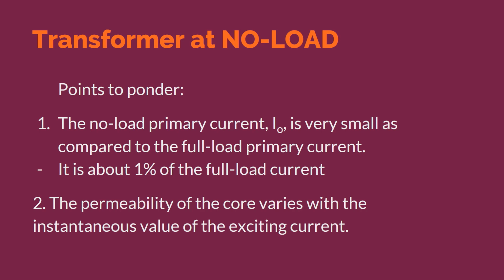The following points should be noted carefully. First, the no-load primary current, or I sub O, is very small as compared to the full load primary current, and that is about 1% of the full load current. Second, the permeability of the core varies with the instantaneous value of the exciting current. When we say permeability, it is the ability of the material to create its internal magnetic field.